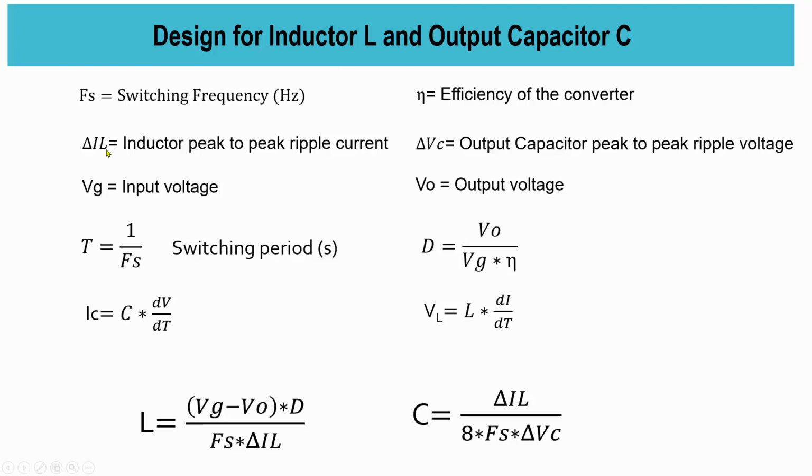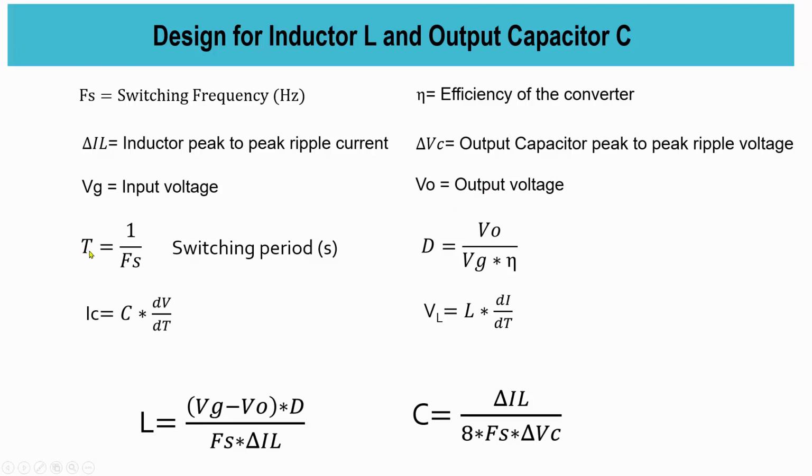Delta IL is the ripple current, the peak-to-peak ripple current through the inductor. Delta VC is the ripple voltage of the output, also the same ripple voltage across the output capacitor. VG is the input voltage and VO is the output voltage.